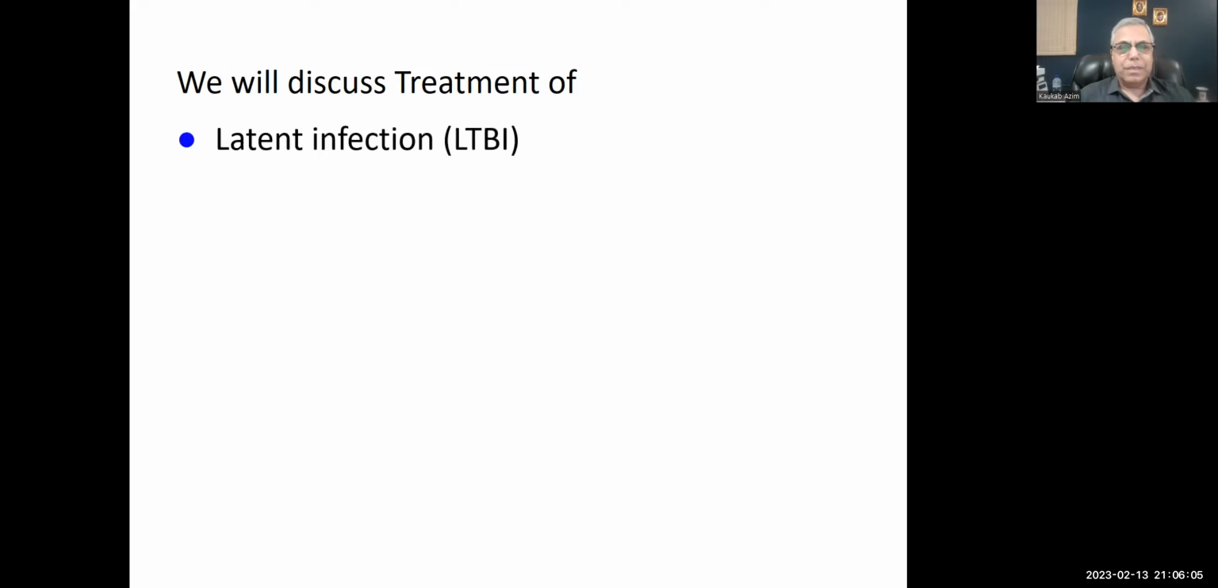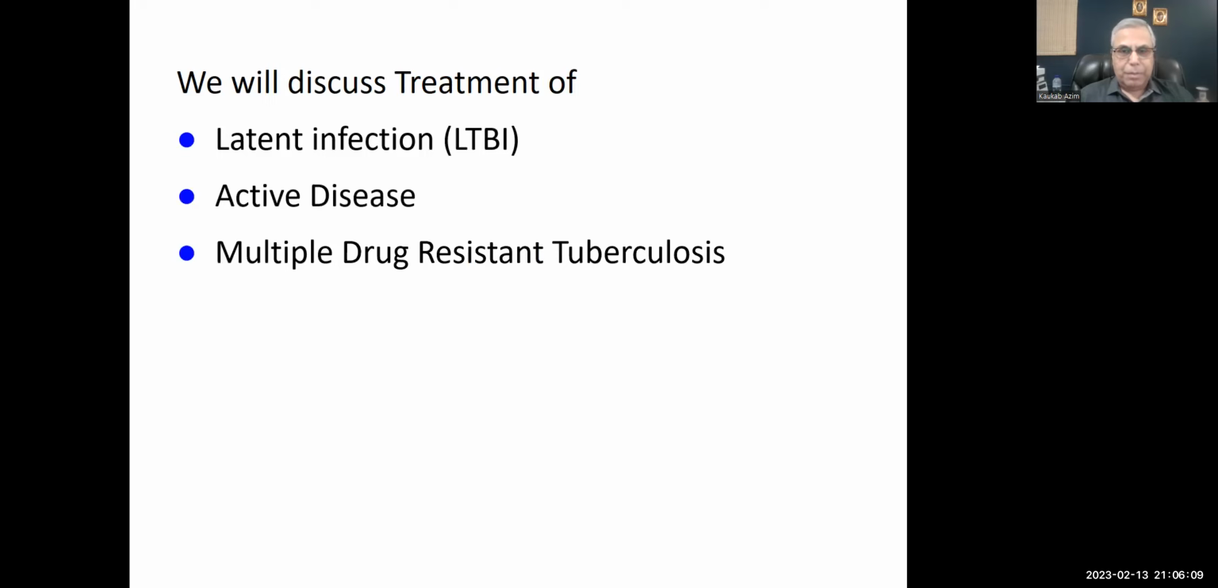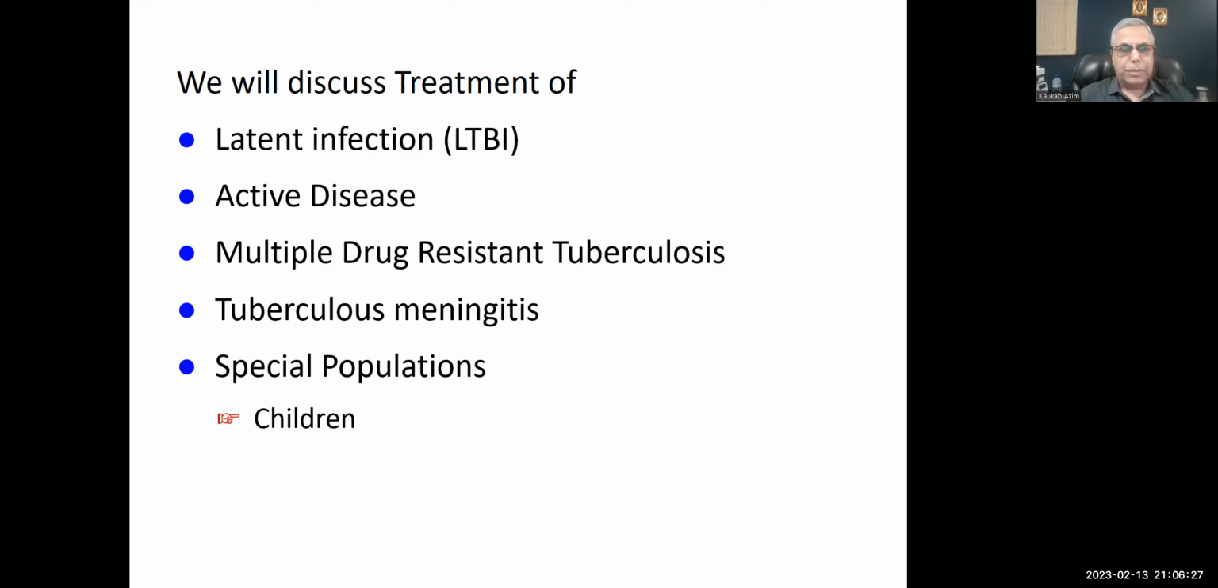So we will discuss the treatment of latent infection and active disease, and multiple drug-resistant tuberculosis. We'll not go into a lot of details. We'll discuss tuberculous meningitis. The good thing about these drugs is that tuberculous drugs like rifampin cross the blood-brain barrier. Special populations like children and pregnant women, some of these we will discuss and some we will not, okay?